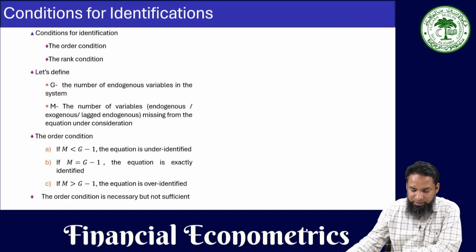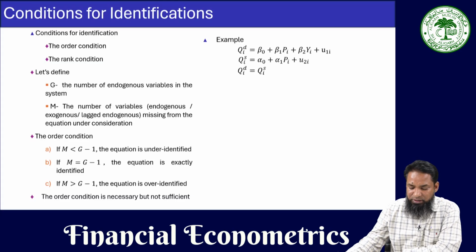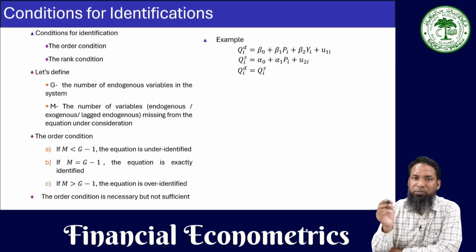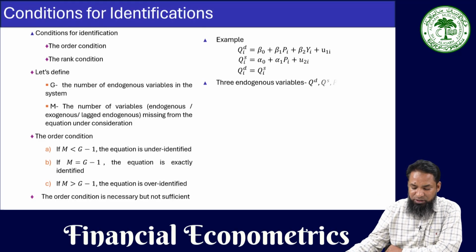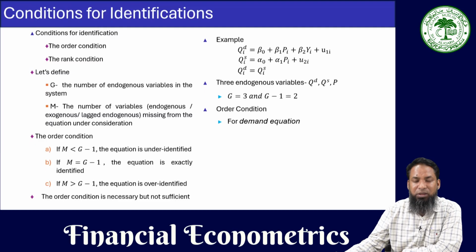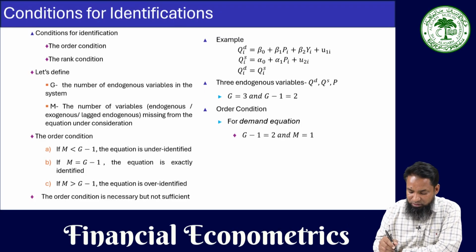So let us understand this here. So let's take this example. How many endogenous variables do we have here? We have 3 endogenous variables. So that means the number of G is 3. Now what will be G minus 1? That is 2. Now let us examine the order condition of the first equation, that is, the demand equation. In the demand equation, G minus 1 is 2.